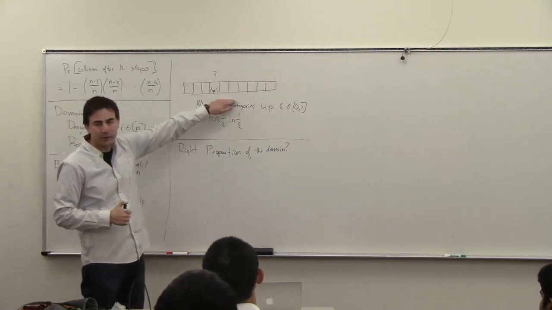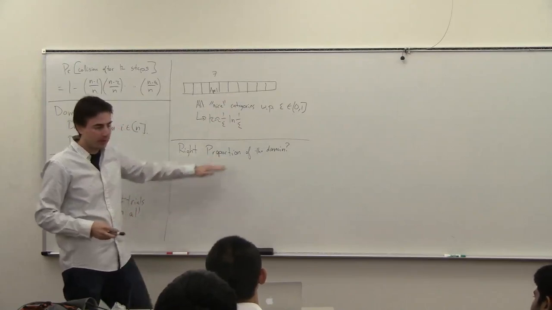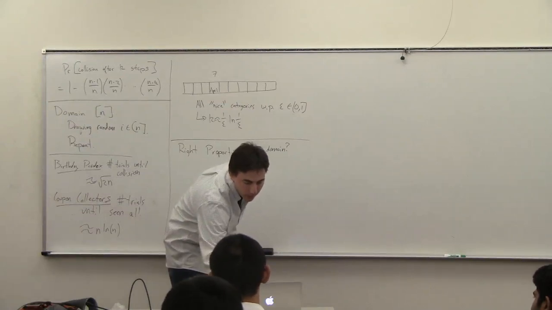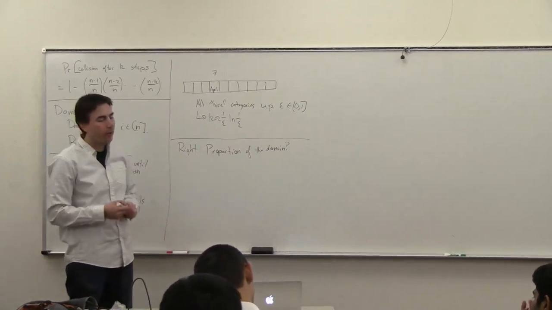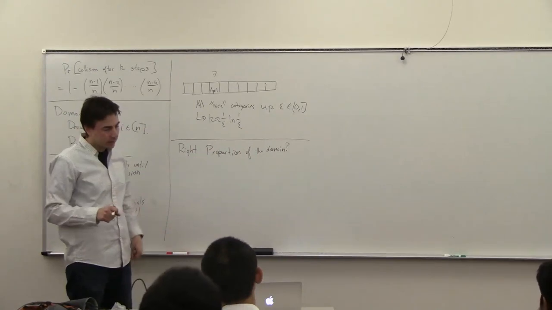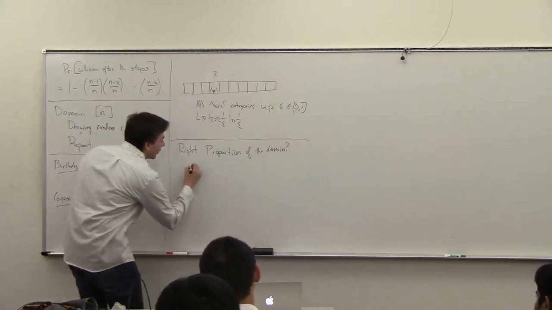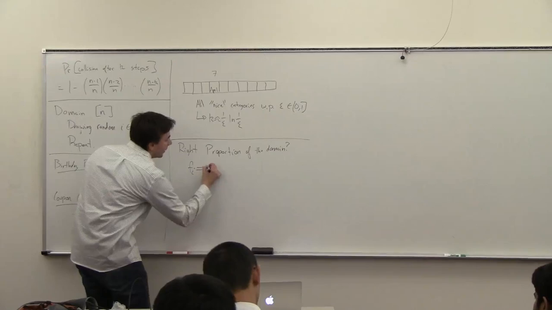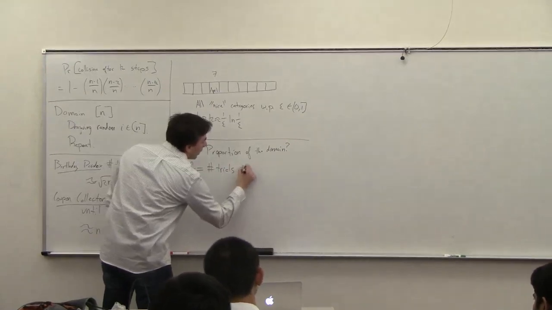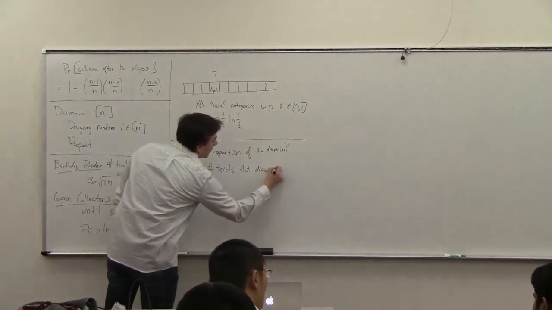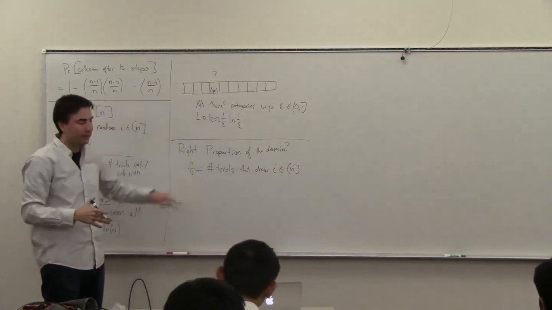So if we're trying to understand this distribution, we want to do this from a sample. Okay, so how do we measure the right proportion of this domain? One of the techniques, let's try and do this. Let's say that f_i is equal to the number of trials that draw i, for some i in this domain. So let's let f_i be this number of trials.